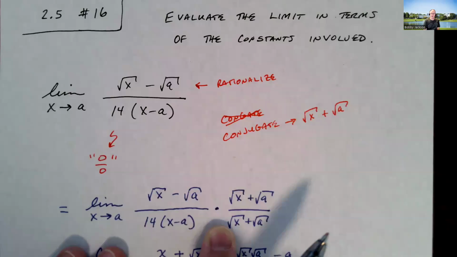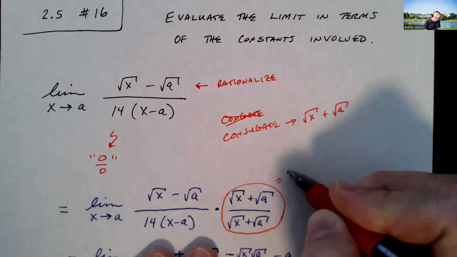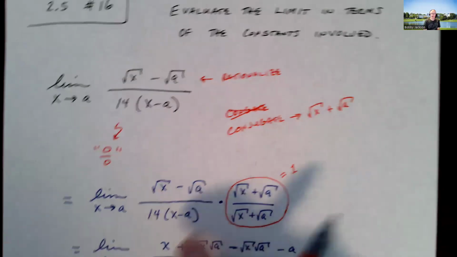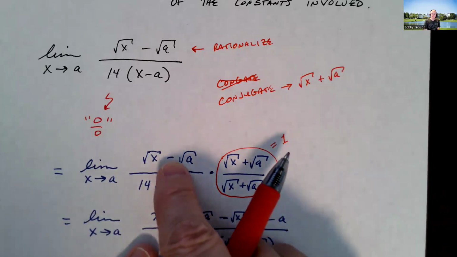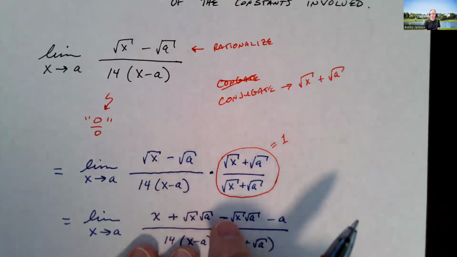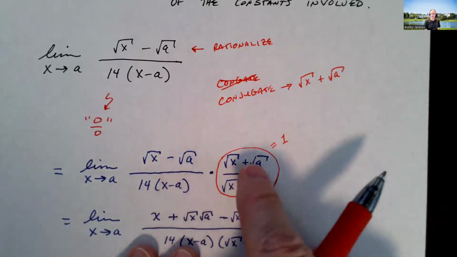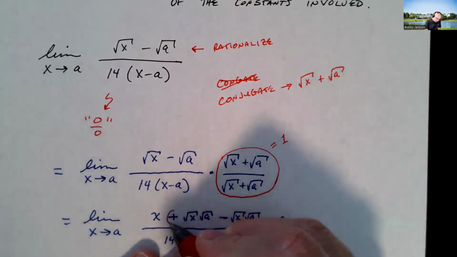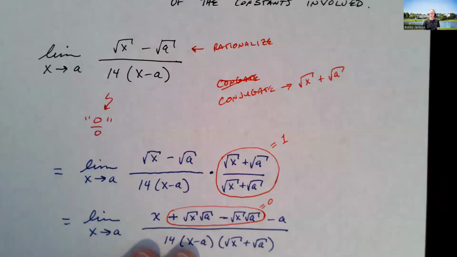Of course, I'm going to do that to the top. I have to also do that to the bottom so that the grand total that I'm multiplying by is equal to 1. So up top, what happens? The square root of x times square root of x is just x. The outer becomes the square root of x times the square root of a. The inner is negative square root of a times square root of x, and then the last is negative square root of a times positive square root of a, which is negative a. But notice what happens here, right? You don't even have to write this out here because we know that's going to happen, right? So I'm just going to be left with x minus a.